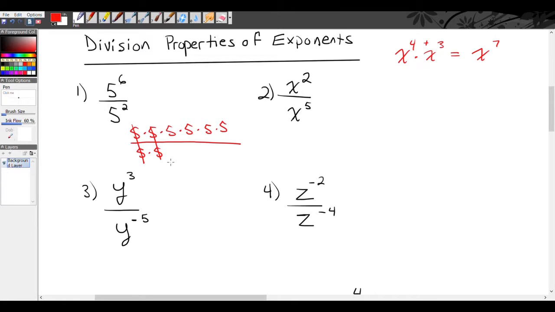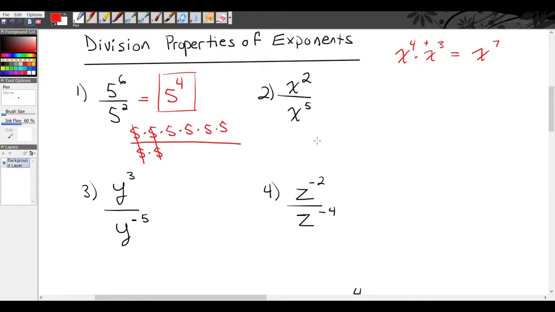So that's exactly what happens here. If I have 5 to the 6th power over 5 to the 2nd power, and I subtract the exponents, what's 6 minus 2? 4. So that's how we can get to that, all right? So 5 to the 6th power divided by 5 to the 2nd power is 5 to the 4th power.